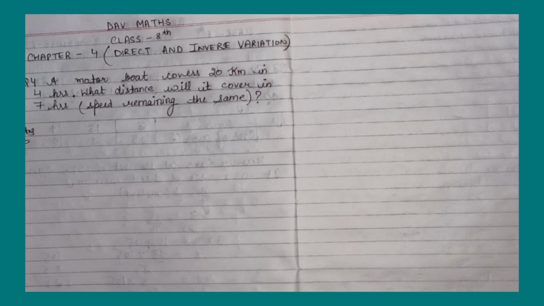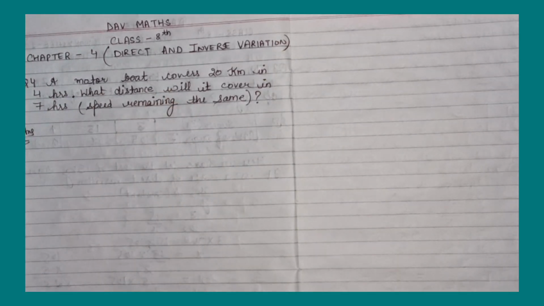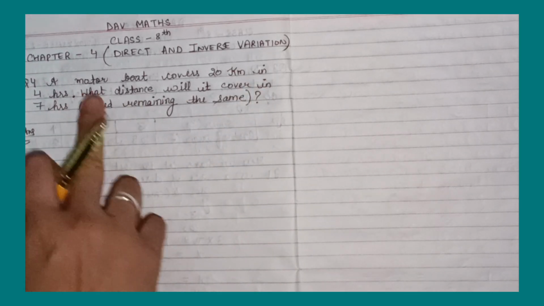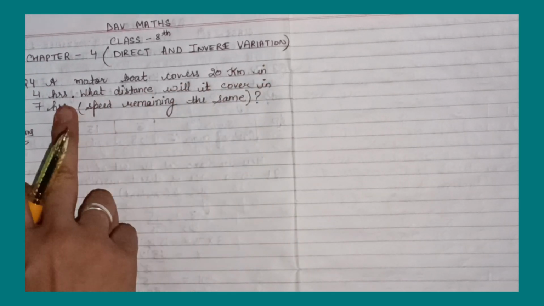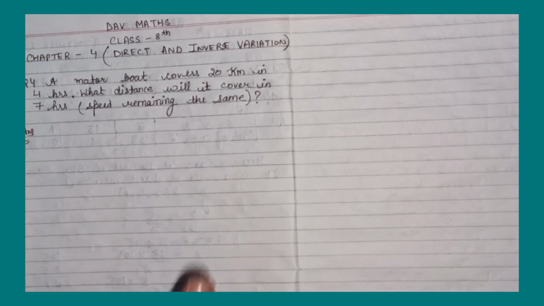Let's begin our today's class with question number 4 of DAV Maths class 8, chapter 4, whose name is Direct and Inverse Variation. Question number 4: a motorboat covers 20 km in 4 hours. What distance will it cover in 7 hours, the speed remaining the same?